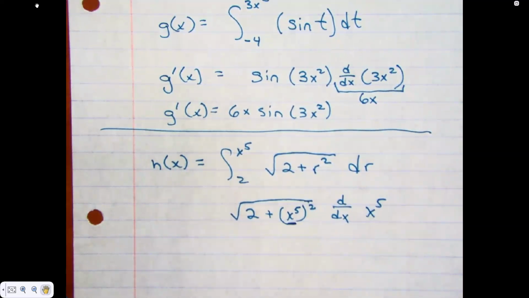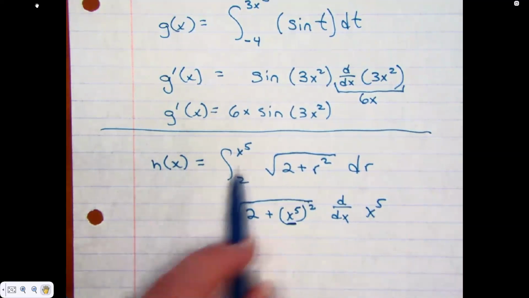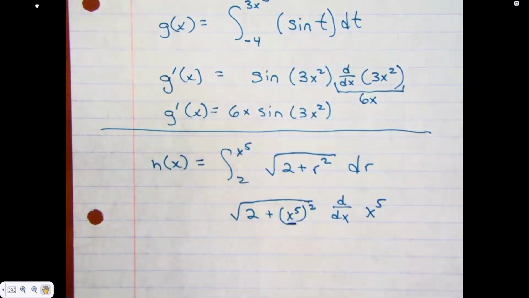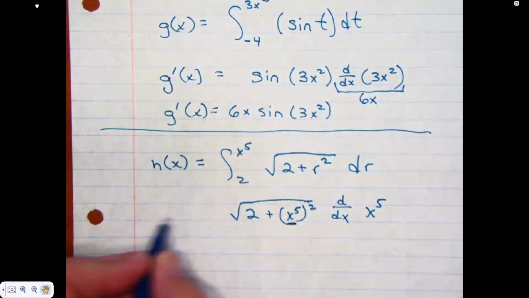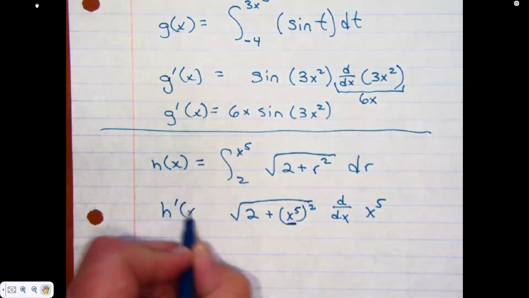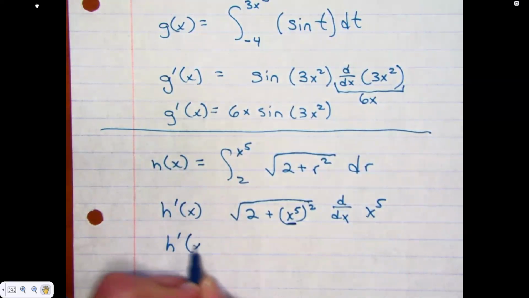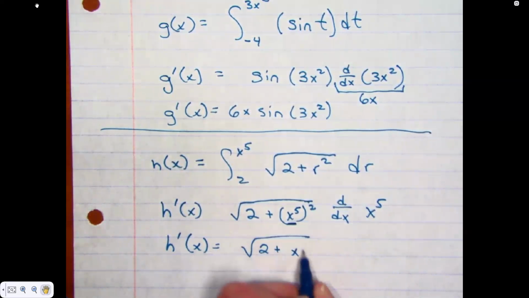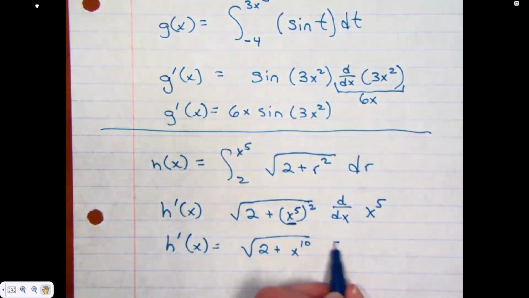So some of you, if you did that x to the 10th in your head, that's awesome, but then you might take the derivative of x to the 10th. Make sure you're taking the derivative of the quantity, which is x to the 5th. Right, but now we can set this up as the derivative right away. Let's go to our answer. Square root of 2 plus x to the 10th, but then it's going to be times 5x to the 4th.